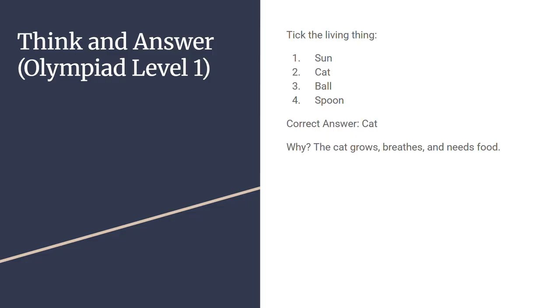So think and answer this question. Take the living thing: sun, cat, ball, spoon. So here there are four options. You have to take the living thing. Sun, cat, ball, spoon. Which one is the living thing? Yes, you're right. Cat is the living thing. Why? Cat grows, cat breathes, and cat needs food.